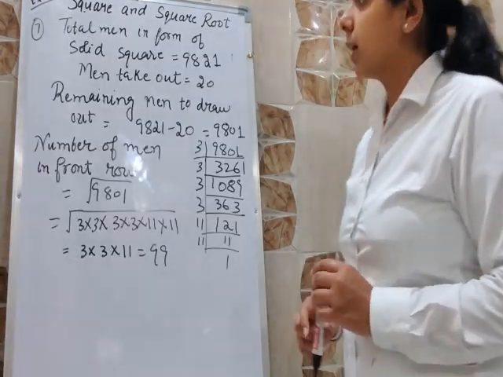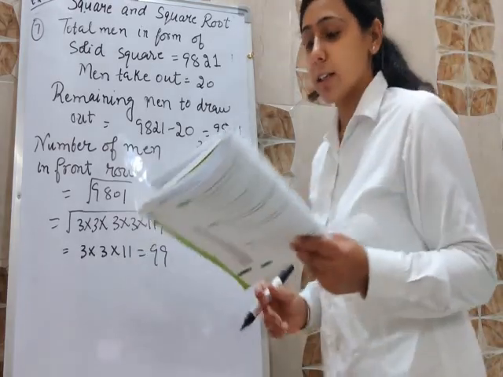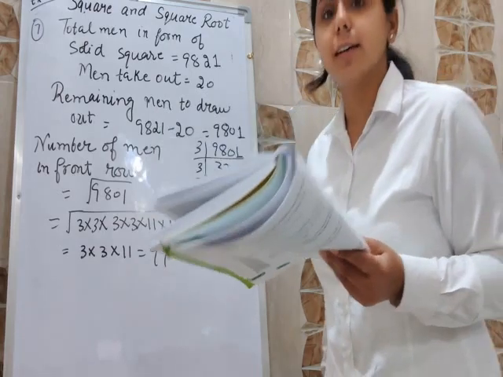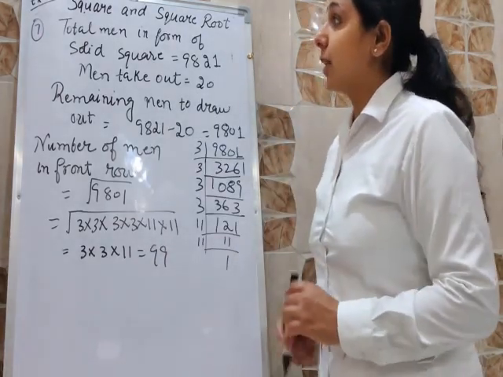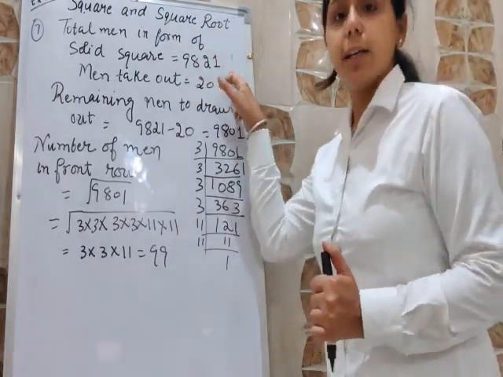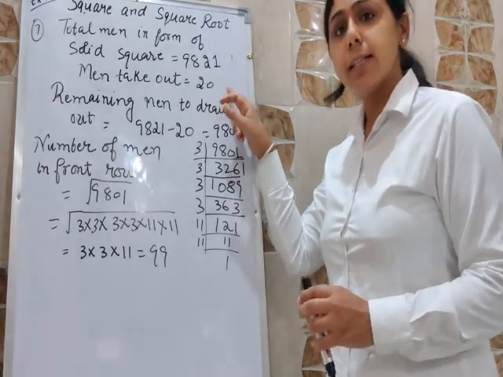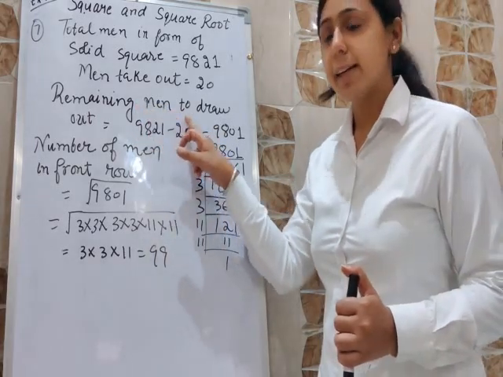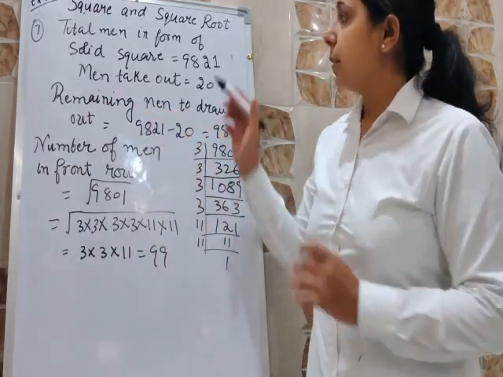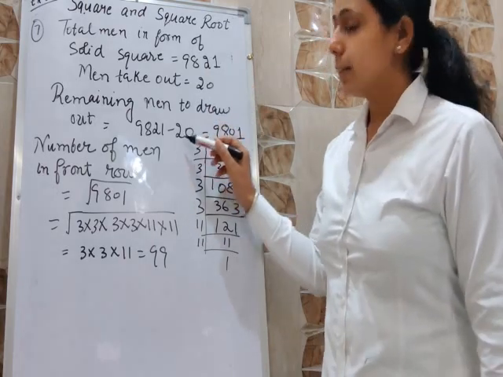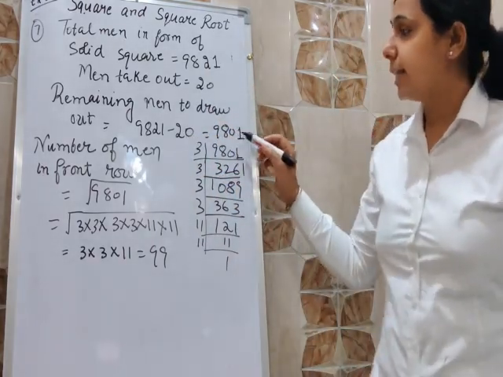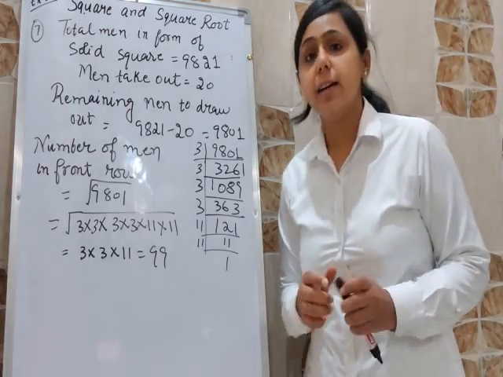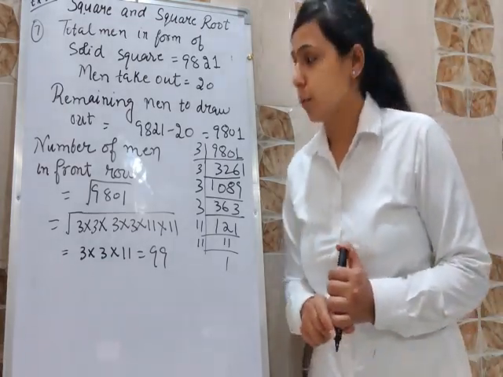Number 7. Here it is given that a general wishing to draw up 9,821 men in the form of a square. So what we have to write, the total men in the form of squares are given and men taken out from the square is 20. That means take out means minus. So we have to write the remaining number of men. By 9,821 minus 20, we will get here 9,801. So what we want to find is how many men are there in a row.